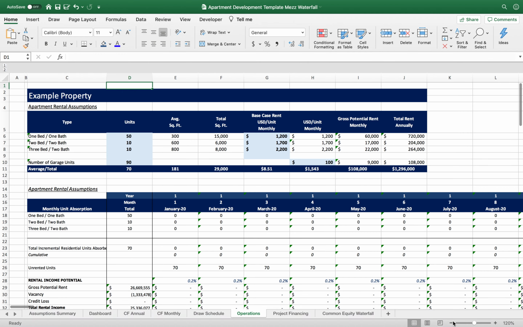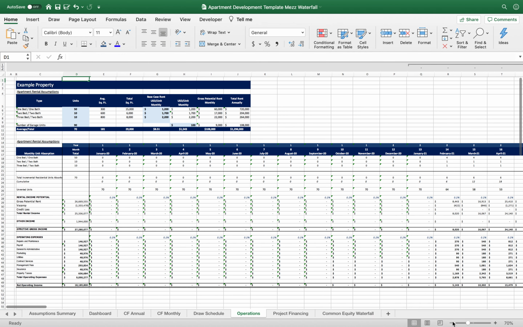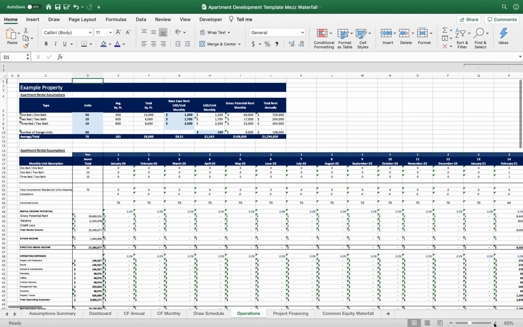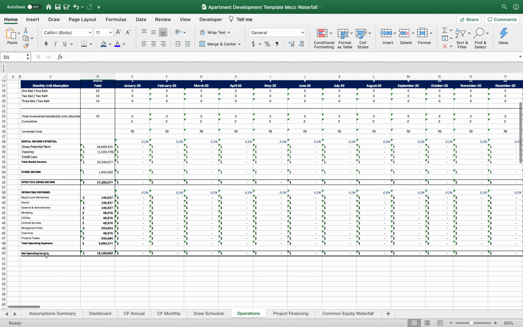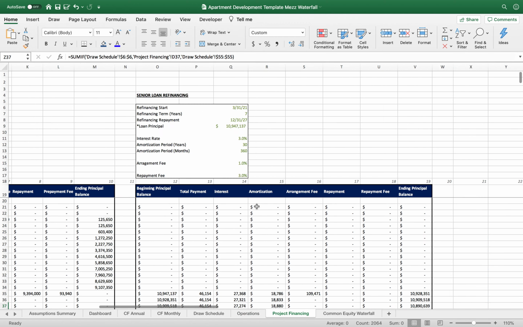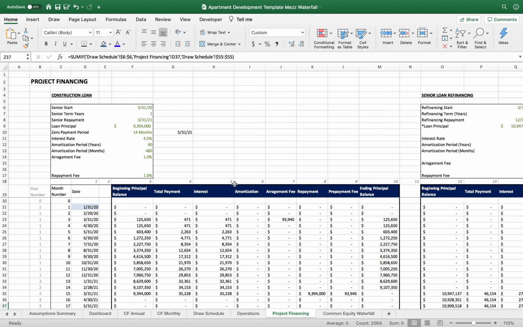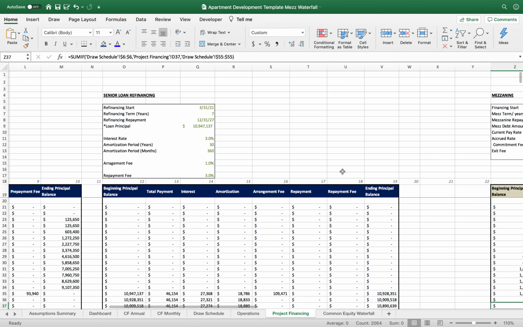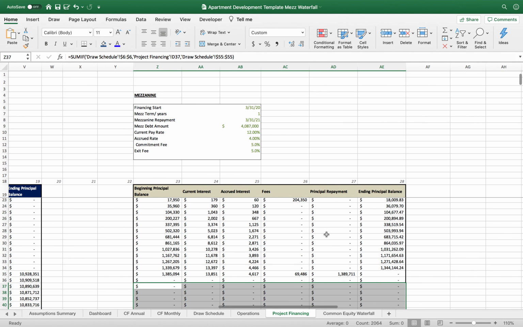Operations, where you have the calculations, the breakdown of revenue for residential units and commercial units, where you can come to net operating income. Project financing, which breaks down the interest, amortization, any fees related to the construction loan, the refinancing of the construction loan with a permanent loan, and the mezzanine financing with their payment.